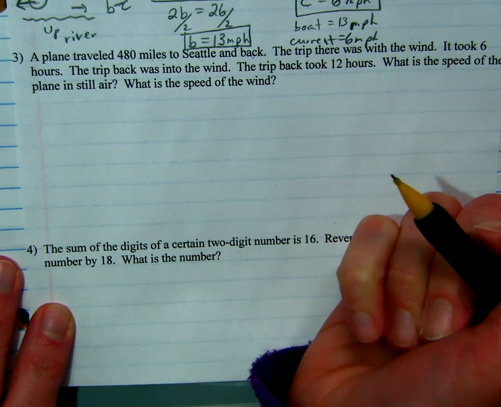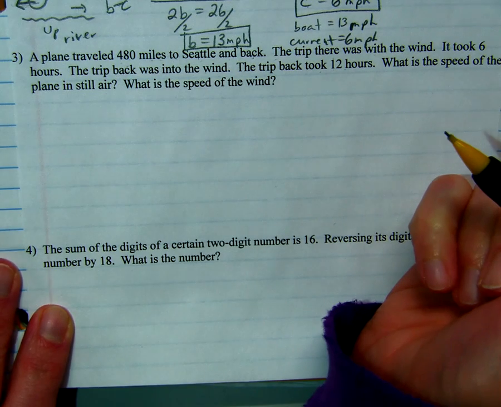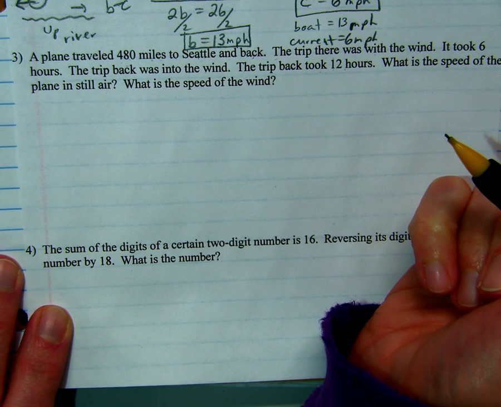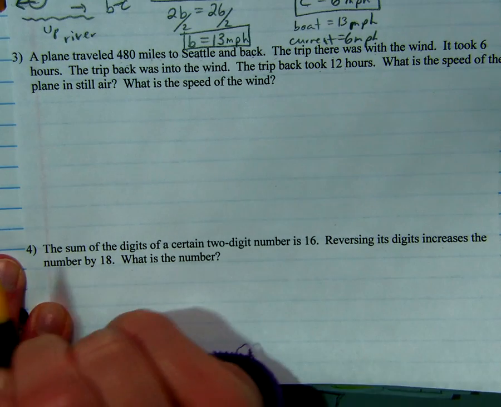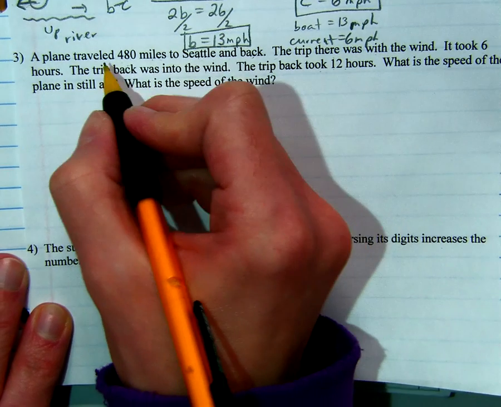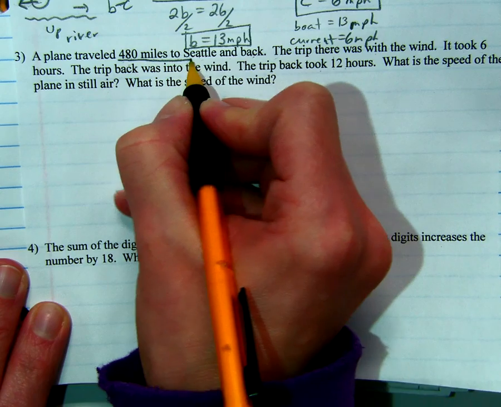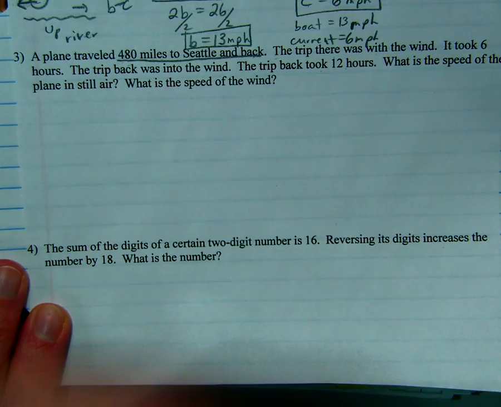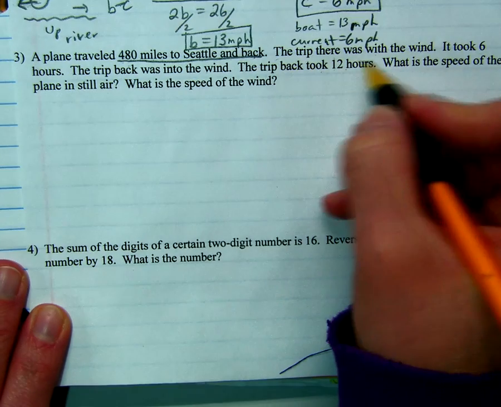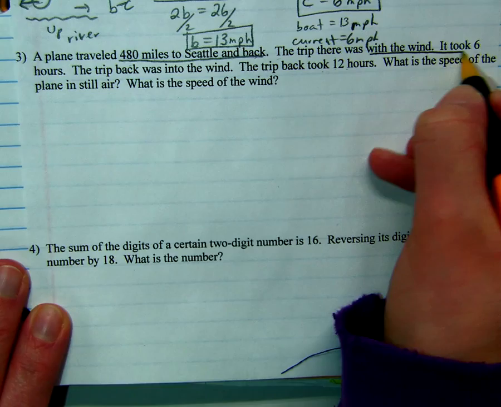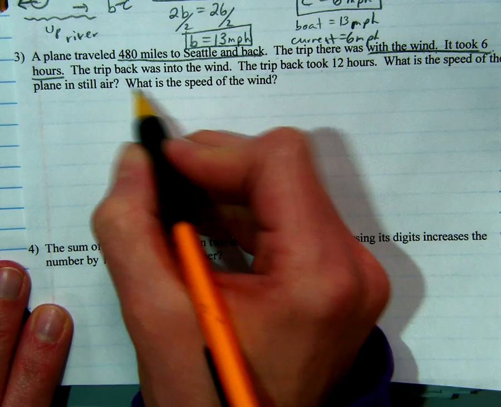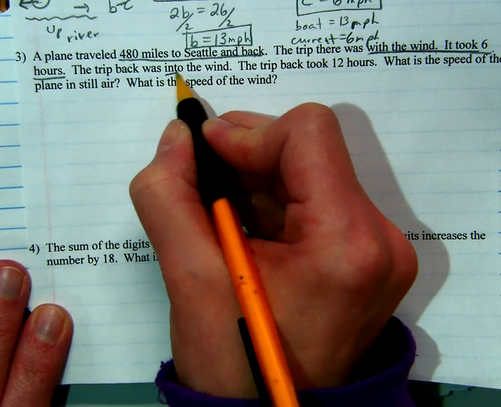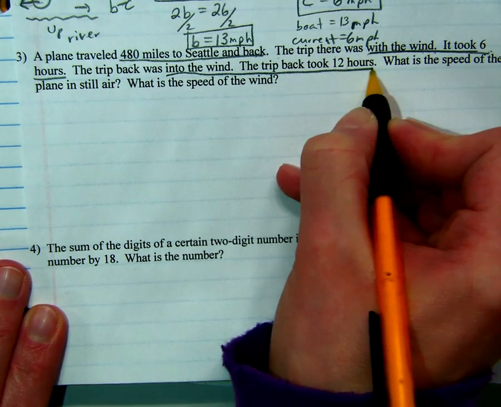So this is a lot like our current problem, except they didn't really give us the speeds. They gave us the distance and the time, but that's okay. We can figure it out. So let's underline our important information. So it's 480 miles one way. That's the distance that we're going. With the wind, it took 6 hours. So I'm just going to underline with the wind, it took 6 hours. The trip back was into the wind, took 12 hours.